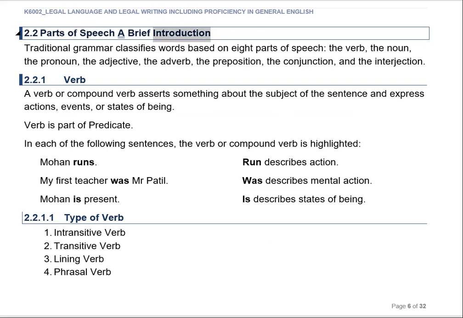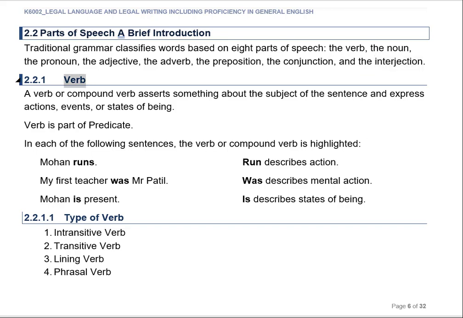Parts of speech. A brief introduction. Traditional grammar classifies words based on 8 parts of speech: the verb, the noun, the pronoun, the adjective, the adverb, the preposition, the conjunction, and the interjection.